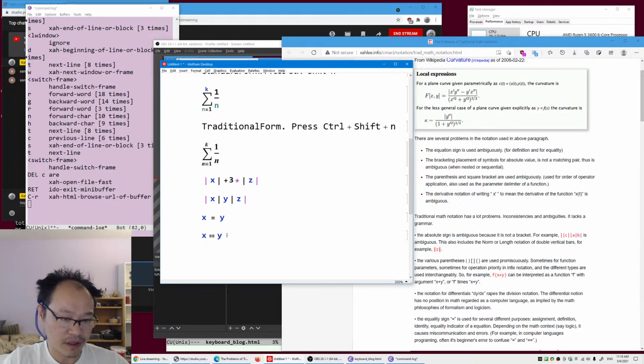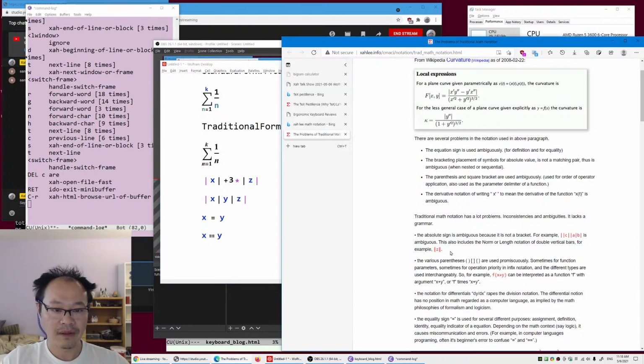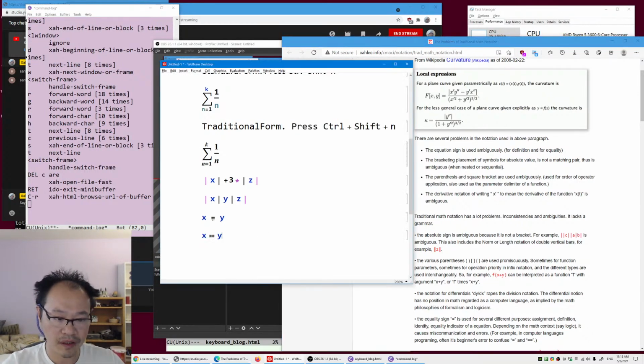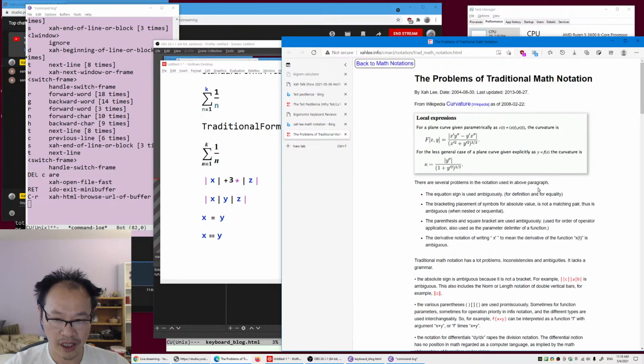So it's ambiguous, but in math papers you see a lot of this, and you don't use a double equal sign. You just use the equal sign. But how do you know whether it means equality or assignment? You usually know by the context. We humans, when we read it, can tell by the context. So these are some examples of the problems of the traditional math notation, and there's more.